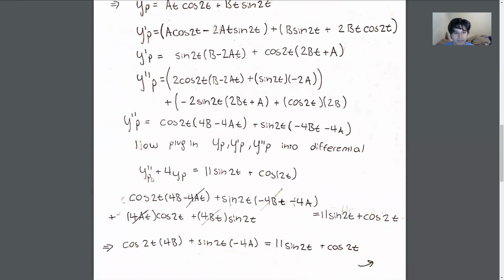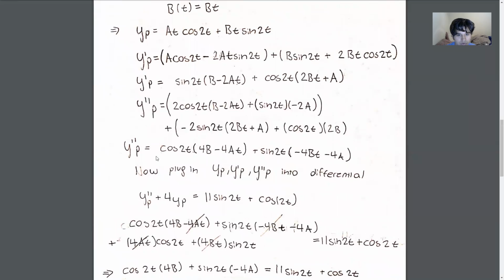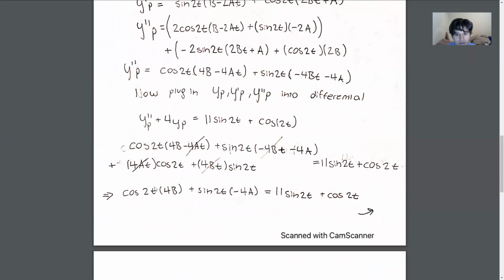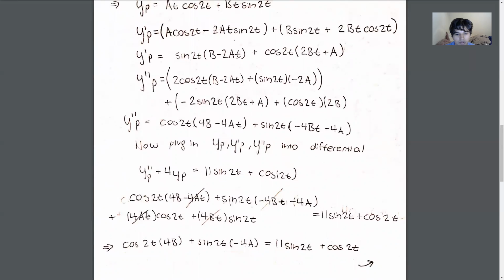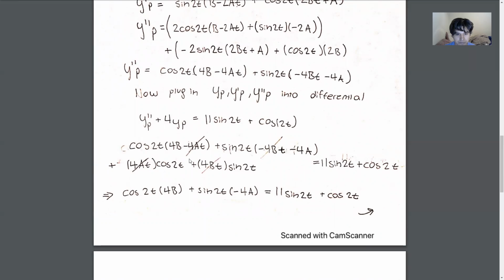We can plug in the values of yp, and we get yp double prime plus 4yp equals 11 sine 2t plus cos 2t. So we can go ahead and plug that in. Here, this right over here is yp double prime. We plug that in right over here and we get this expression, the top one, and then plus 4yp, which is this bottom expression right over here. And as you can see, the way I wrote it makes it really simple to simplify this expression, to eliminate or add like terms.